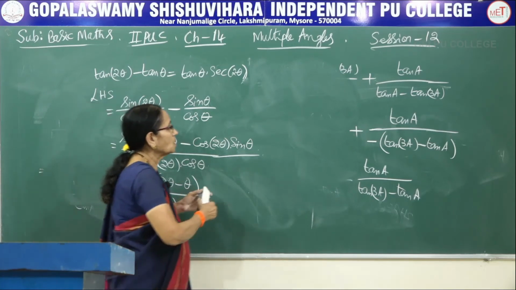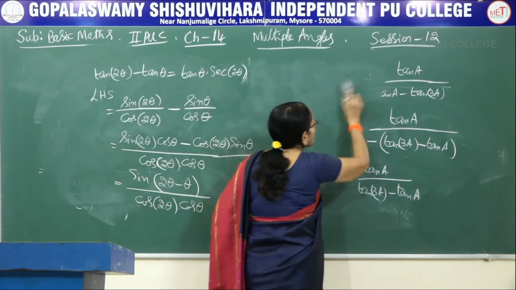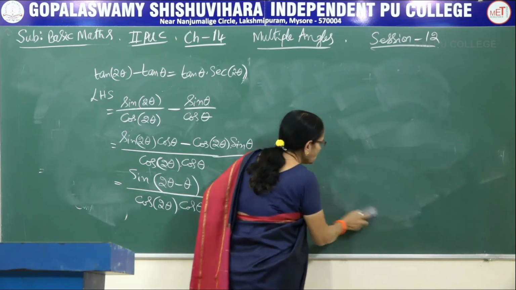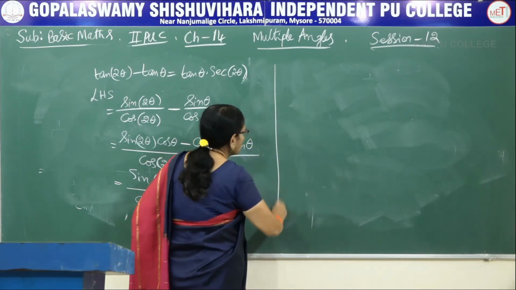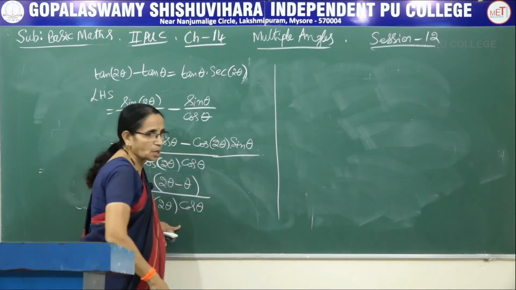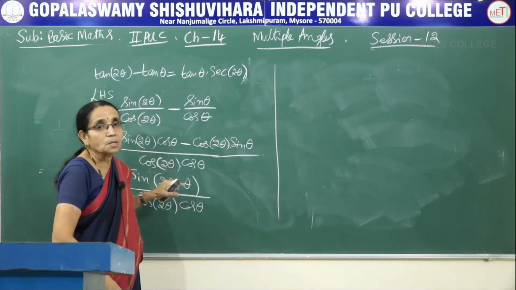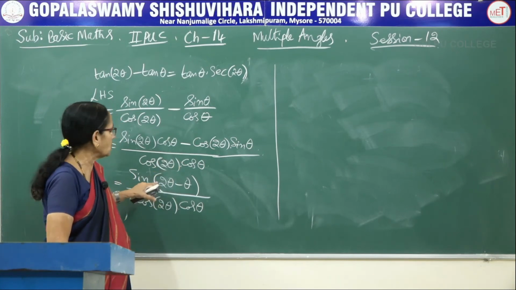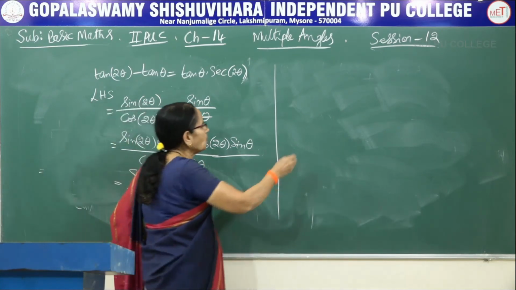So we have written tan theta as sin theta by cos theta. We have taken the LCM and subtracted the second ratio from the first ratio. For the numerator, which resembles the standard compound angle formula, we have made use of that one, the sin of A minus B formula.